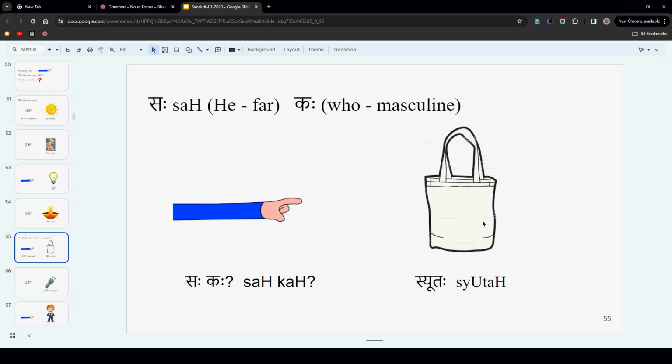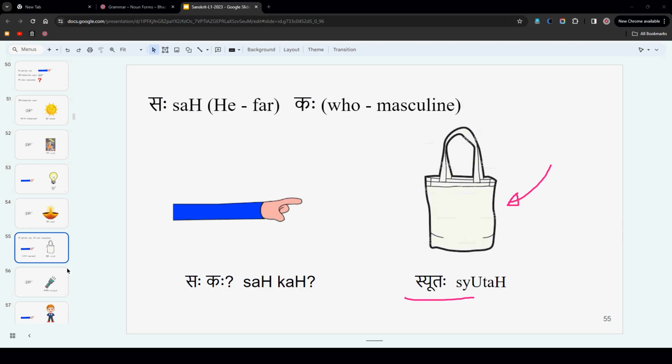In many other languages we find that the things which have life have either pullinga or strilinga. All other lifeless ones, objects, things, are just given neuter or napunsakalinga. So there are languages like this. But in Sanskritam, the linga is applied to the word, not the object referred to by that word.